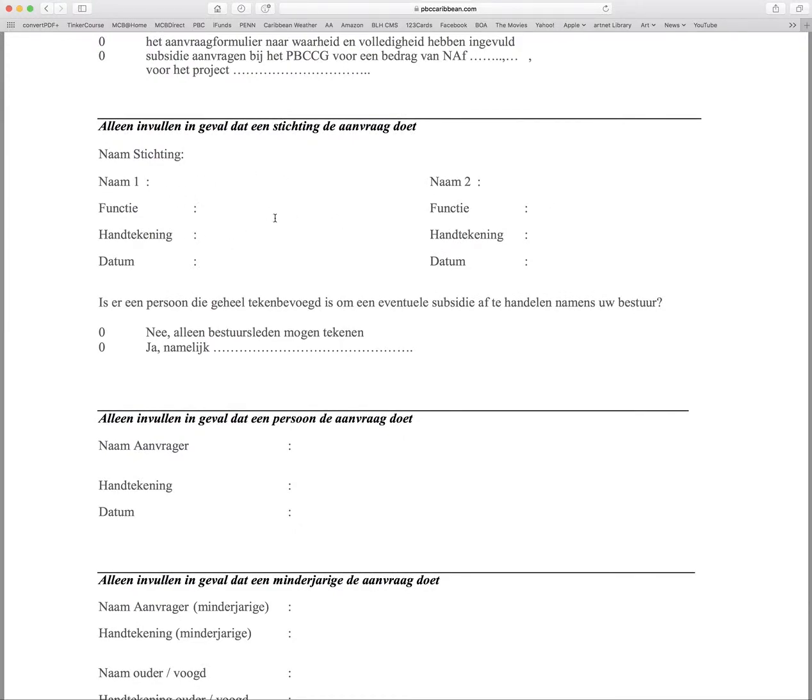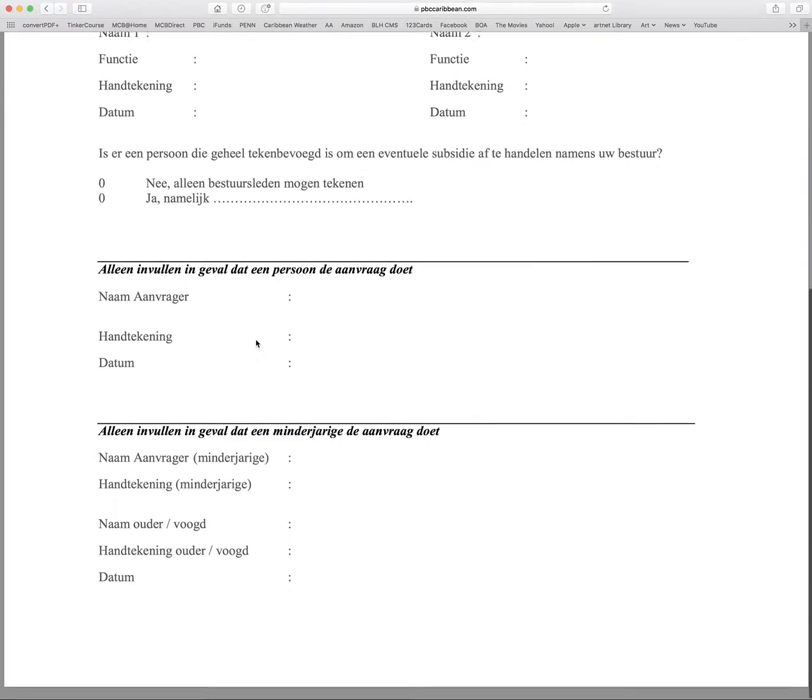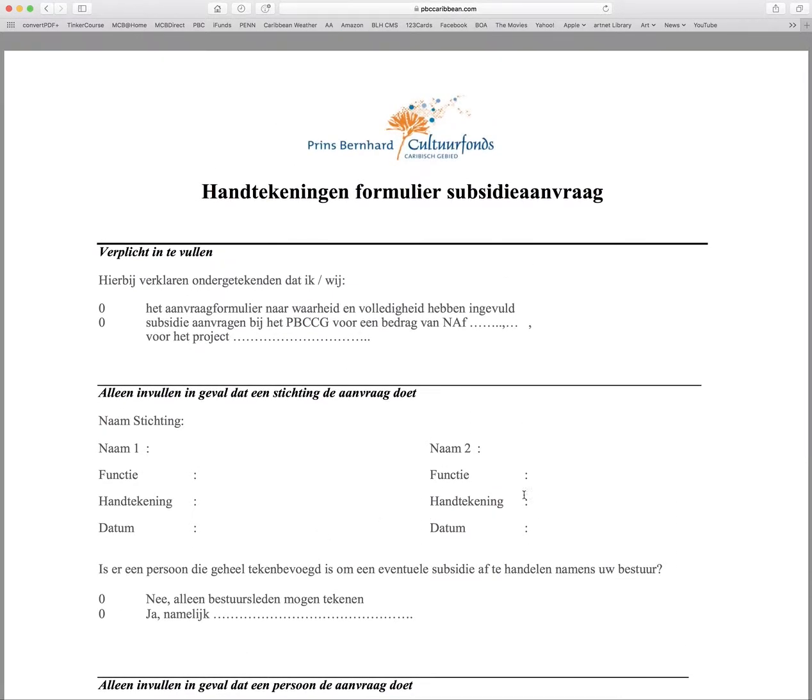Usually if it's a foundation, 2 people have to sign. You make sure that that's in there. Another thing that's very important, look at this piece. If your board allows you as a director of the company, for instance, you're the manager, and you're allowed to finalize everything else that has to do with a subsidy, please make sure that they fill in here that you are allowed to handle all of this. So we don't keep requiring the board, 2 people from the board to sign things in the future. If it's only a person requesting, they fill in this part. If it's a minor that's doing the petition, we need their signature and their parent or guardian signature. So you print that out, you fill it in, you scan it, and you send it back to us.